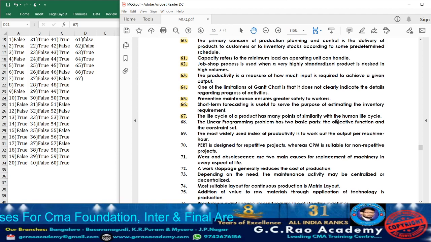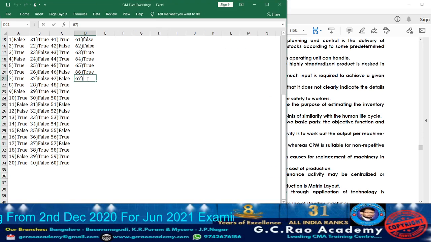See, in human life cycle also, what we have: birth, childhood, youth, and old age. Yes or no? Birth, like infant stage we can tell, then childhood, youth stage, and old age. In the same way, in product life cycle also, what we have: four stages: introduction stage, growth stage, maturity stage, and decline stage. So the statement whatever they are given, it is true.